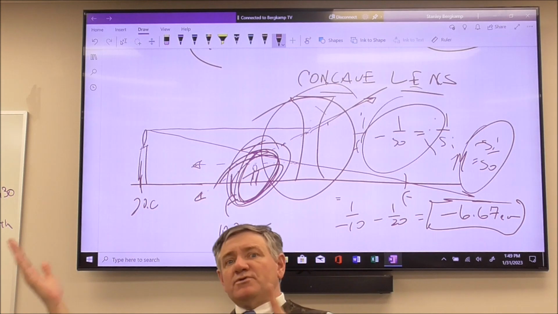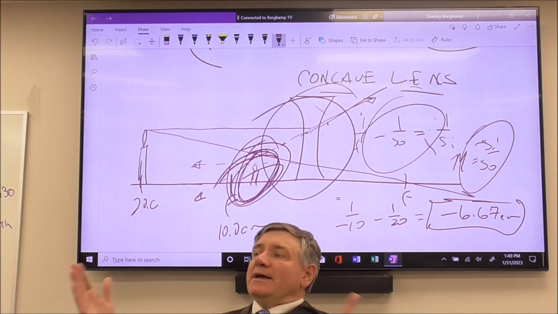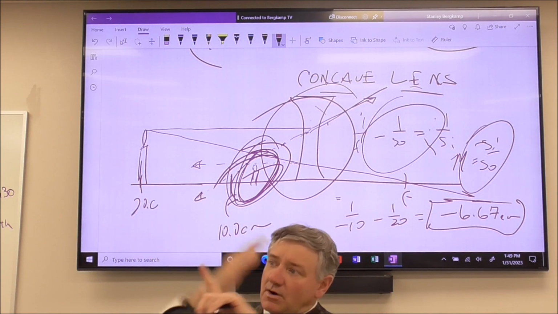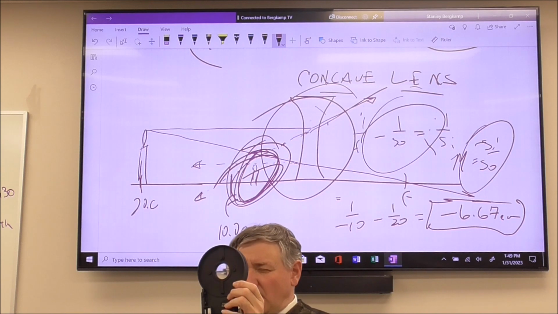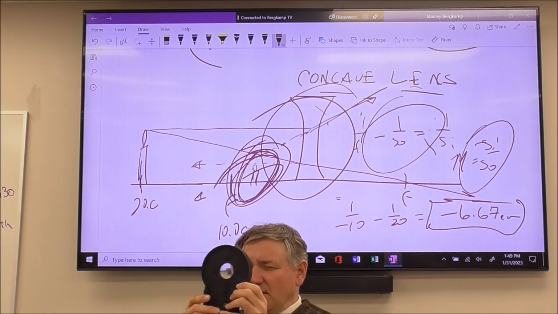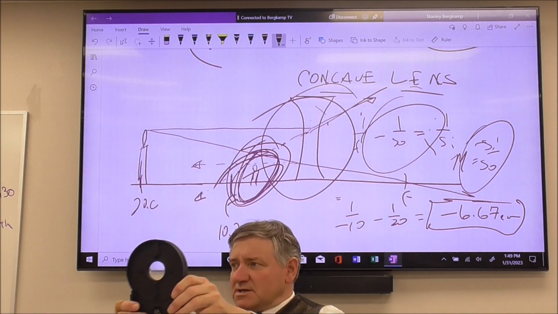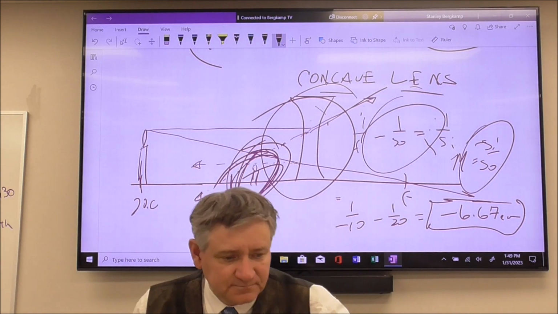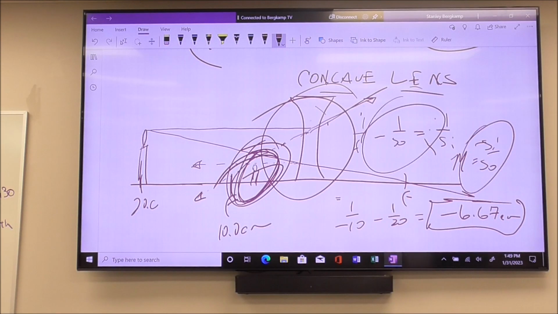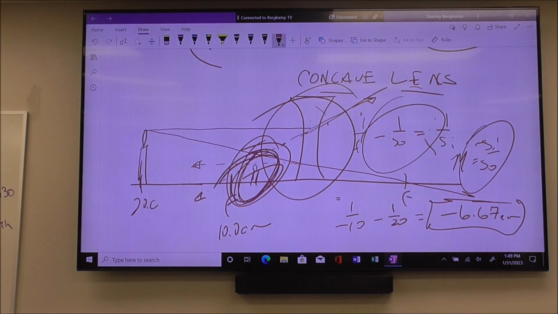So the only way you can flip an image over is if the rays are going to cross. And this is why, if you bring this close, you get a completely different perspective than if you're at arm's length. So pass that around. Hold it up close and then move it far away.